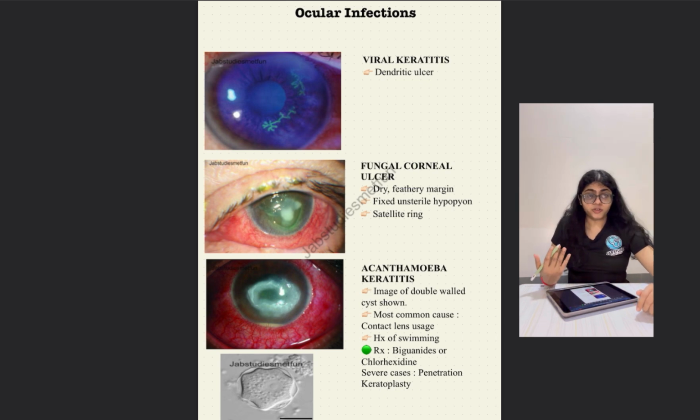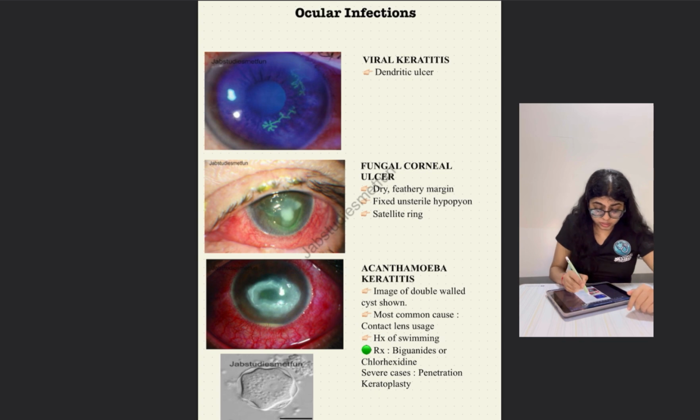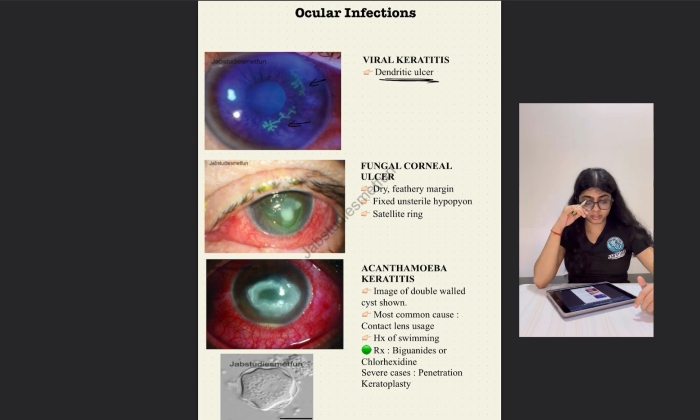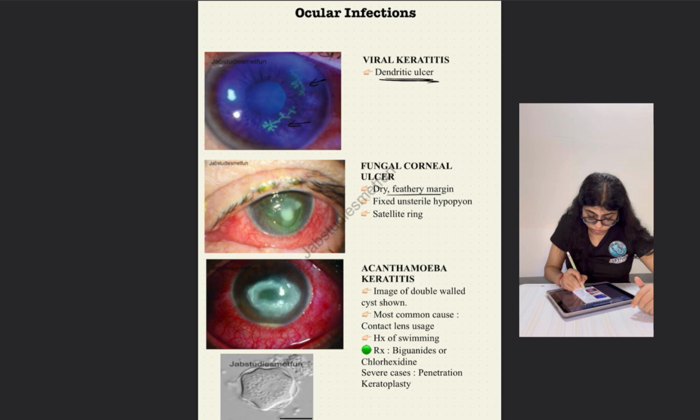Now, different kinds of ocular infections and the images related to them. The first one is viral keratitis, which shows a dendritic ulcer. A very, very important image for your exam. These ulcers look like they have dendrites. It literally looks like they have multiple branches. So this is viral keratitis. Fungal corneal ulcer. It is a dry, feathery margin ulcer which has fixed sterile hypopyon and a satellite ring. You can see that there is a satellite ring, whereas this is the ulcer.